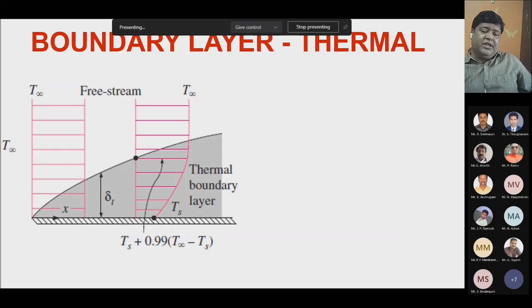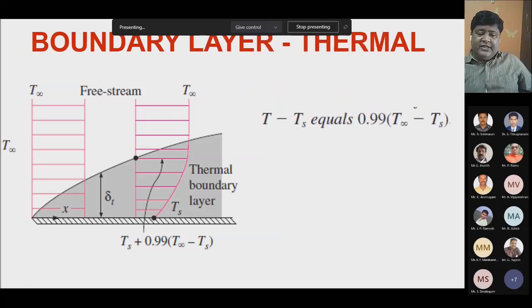So you have the equation Ts plus 99% of T infinity minus Ts. It is the difference between Ts and T infinity here. Actually, T infinity is higher and Ts is lower. So that is the reason you have a temperature profile like this. Otherwise, you'll have it in the opposite direction with a different profile. So here you'll have the surface with the longer lines, and as you move up, the lines will become shorter, in case the surface is at higher temperature and the fluid is at lower temperature.